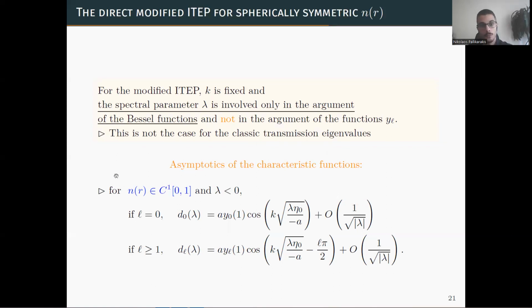So again, we followed similar ideas, trying to prove the existence of the spectrum in this case. When the refractive index is a C1 function and the values of lambda are negative, we have these asymptotic forms. Firstly, for the special eigenvalues of zero order, the characteristic function behaves like this for large values of absolute lambda, and here this is positive, and a similar condition for higher orders.